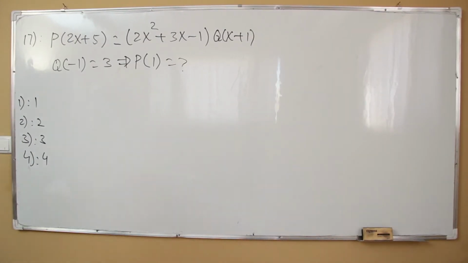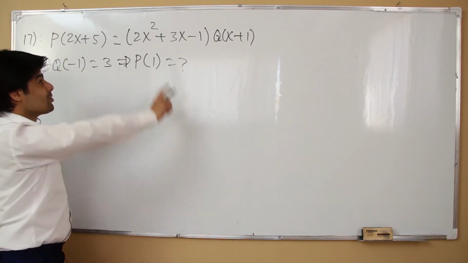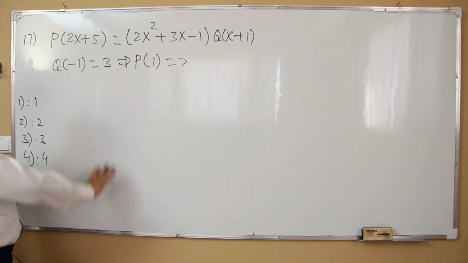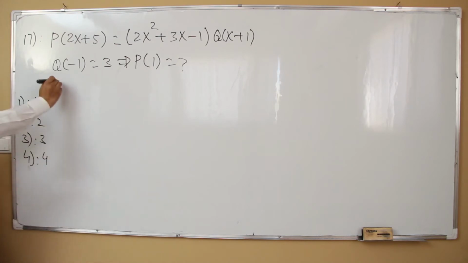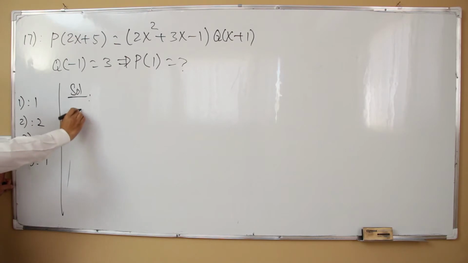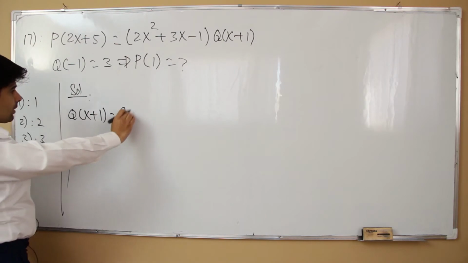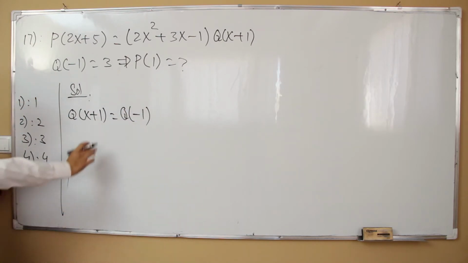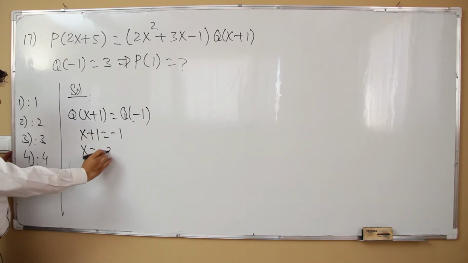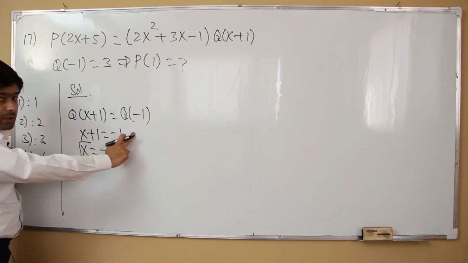A simple question. Question number 17. P 2x plus 5 is what? 2x squared plus 3x minus 1 times qx plus 1. Now, q minus 1 is 3. What p1 is? How can you find the solution? First, you have to find q1. But we have given qx plus 1. This one should be equal to q minus 1. Now, this bracket with this bracket should be same. X plus 1 is minus 1. X is minus 2. Am I right? How can I find this one? This plus 1 should be written on the right side.